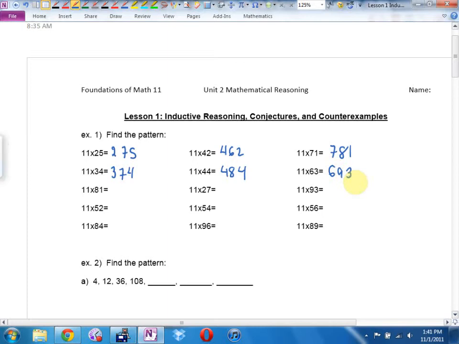Without a calculator, can somebody tell me what 11 times 81 is? Alex. Okay, so Alex is on the bandwagon. You're looking for a pattern here. What's 11 times 27 without a calculator? Has anybody spotted the pattern yet? Taylor. 297. Don't you feel proud and superior right now? Look at me. Just number tricks.